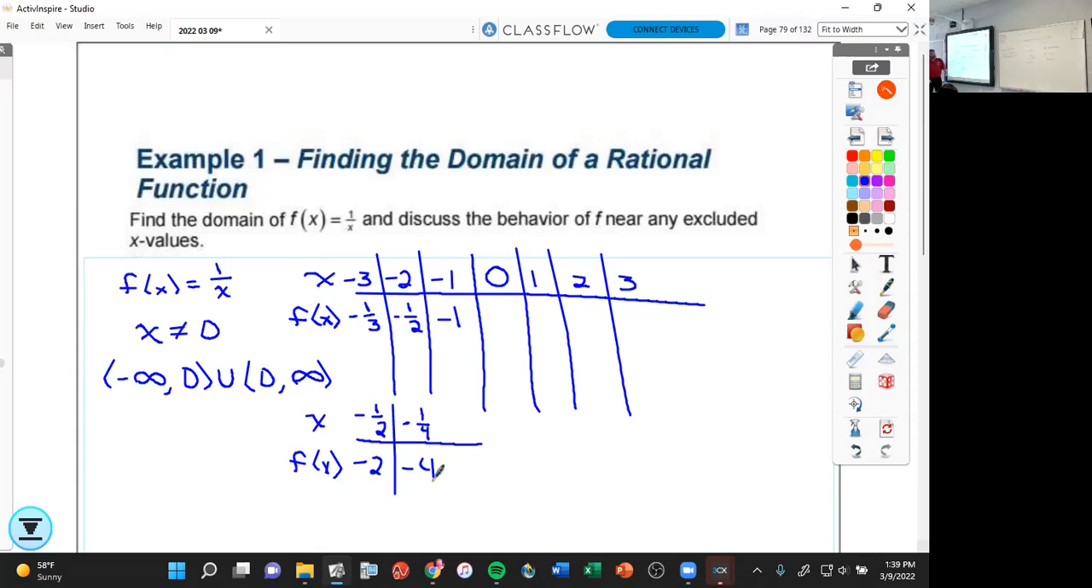Okay? What happens when you plug in 0? You get an error. Plug in a 1. Well, let's start at 3. Plug in a 3, you get 1/3. Plug in a 2. Plug in a 1. What's happening?